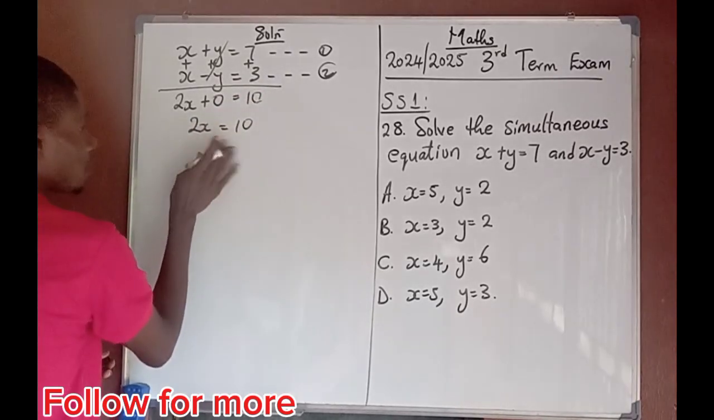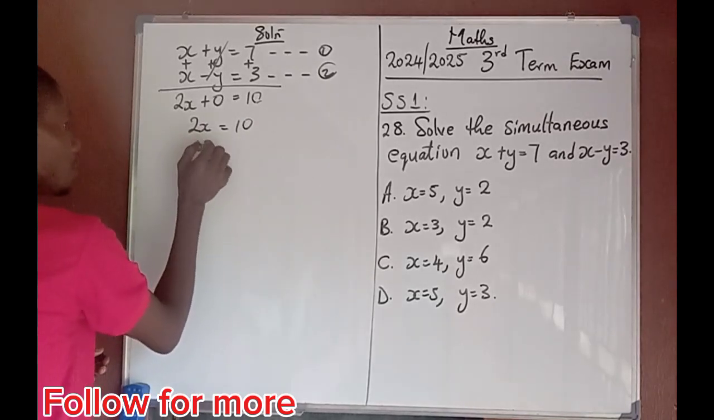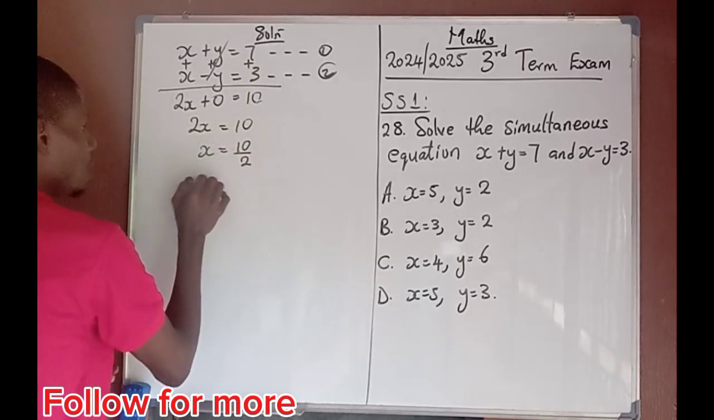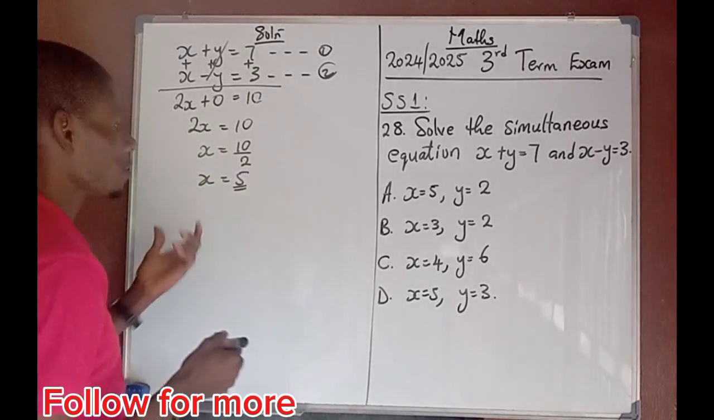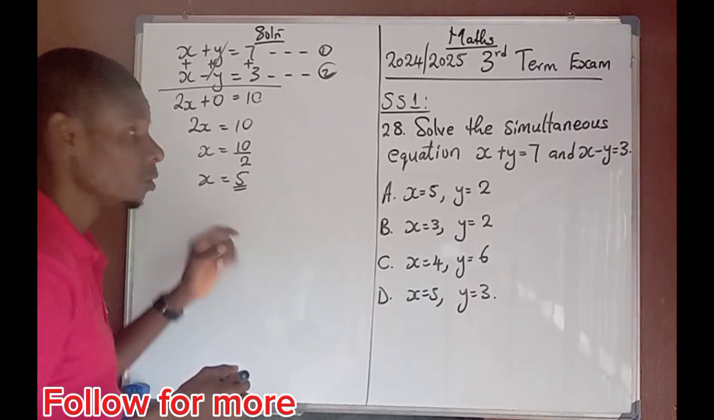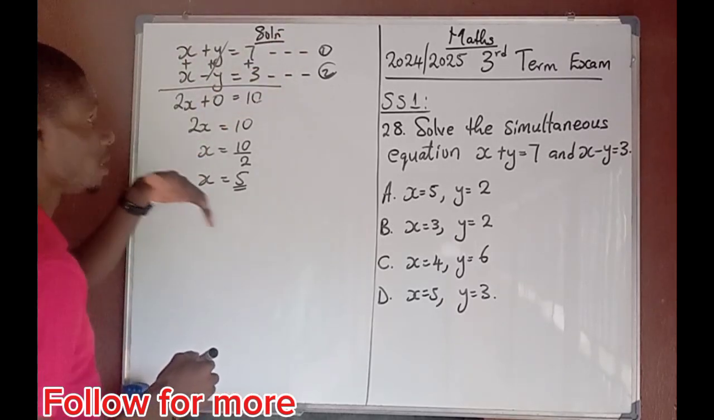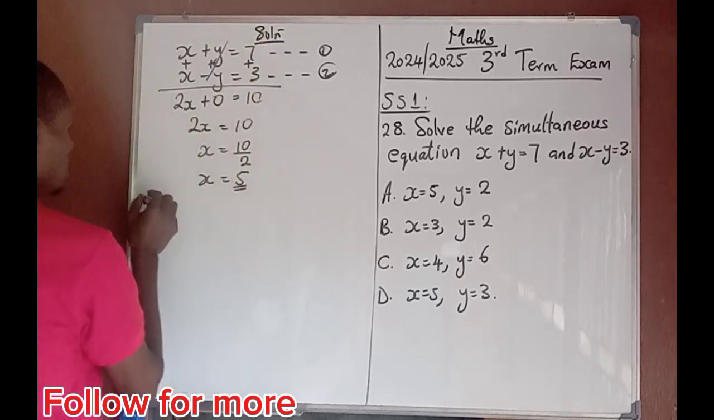So finding the value of x, we divide both sides by the coefficient of x, and that is 2. So this will be x equals 10 over 2, x equals 5. Now, since we have gotten the value of x, what do we do? We replace it back in any of these equations. Otherwise we call it substitution. Okay, let's pick equation 1.